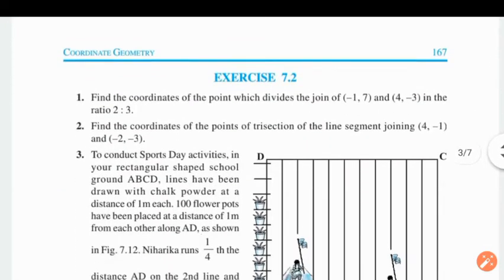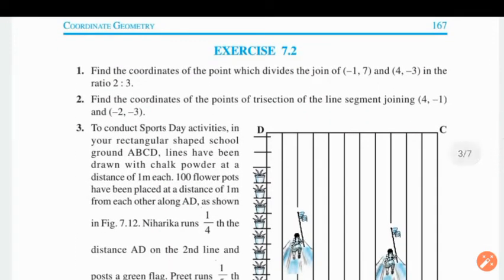So here we have exercise 7.2. Exercise 7.1 is already solved in the previous video, right?